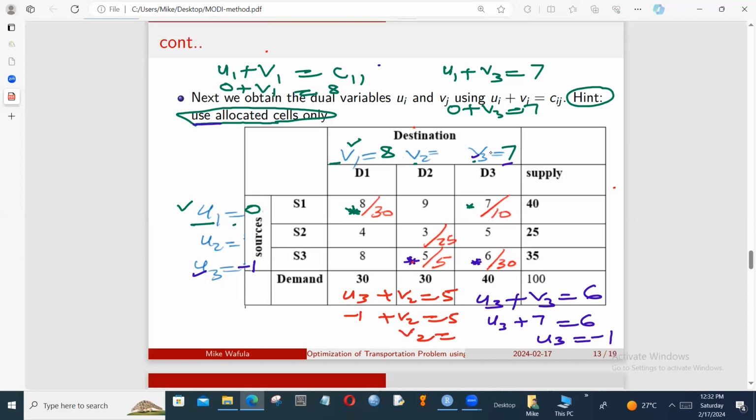What is V2? 6. This is 6. So V2 is 6. You write that V2 equals 6. And we now have only one dual variable.